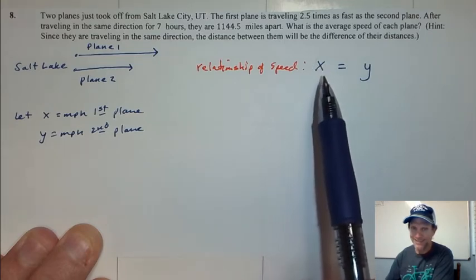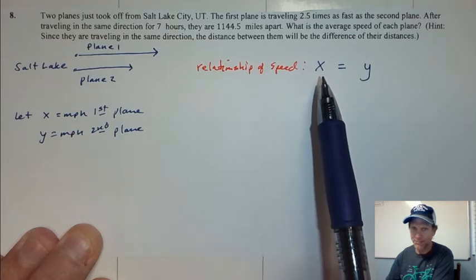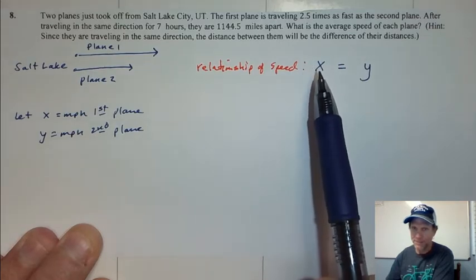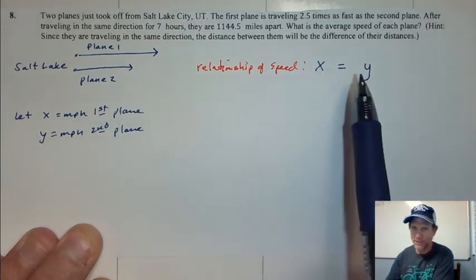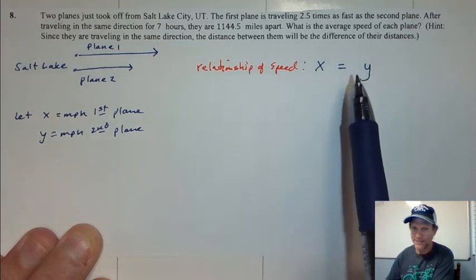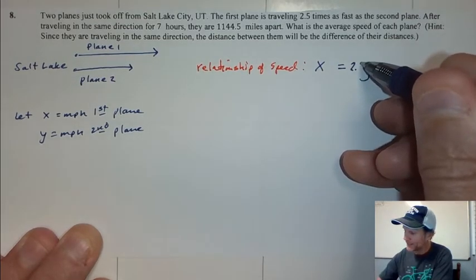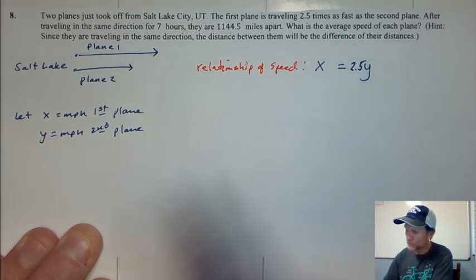Now, instinct is for many students to put the 2.5 by this one because it's the faster plane. But this number is already bigger than this number. So I have to amplify this side. What I'm going to do is amplify this side by 2.5 so I can use that equality sign.